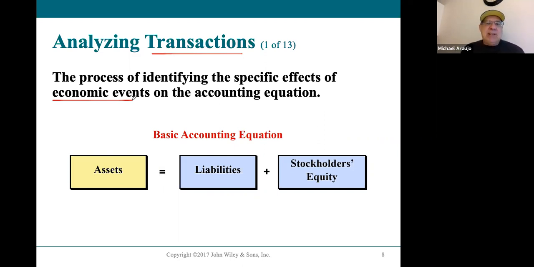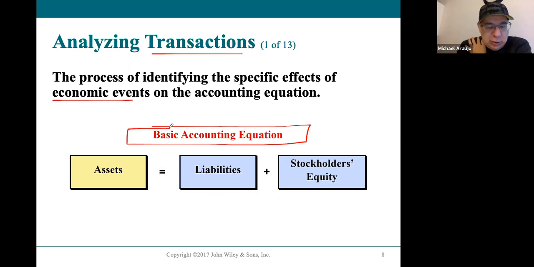So in other words, every time a transaction or event happens, at least two accounts are going to change. And that means that it's quite possible that your basic accounting equation is going to change with it. But it always has to balance. Your assets always have to equal liabilities and stockholders' equity. They always, always, always have to equal them.